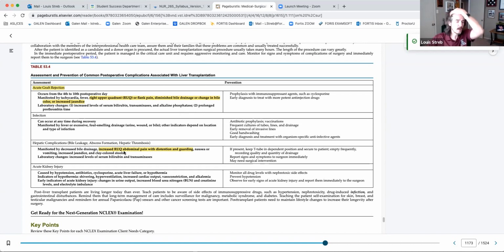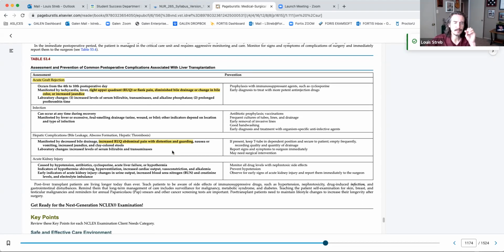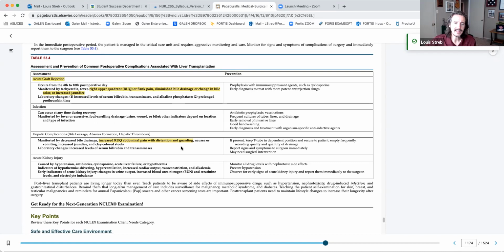The increased right upper quadrant pain now with distension and guarding. That's right. Inflammatory response, infection causes swelling. Swelling automatically causes pain. Now we start thinking about stuff. Distension, guarding, because of bile leakage, abscess, whatever you want to call that. Just be aware of the why and you don't have to memorize so much.